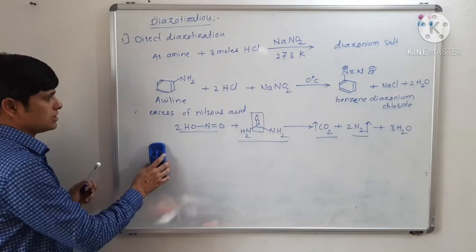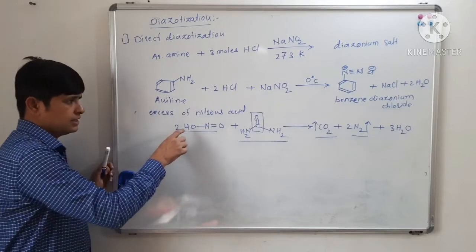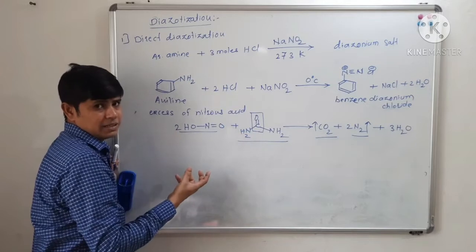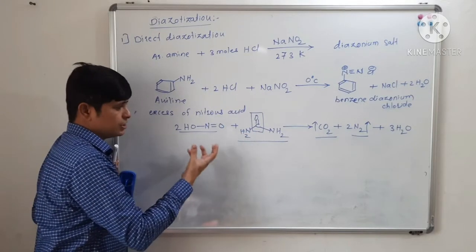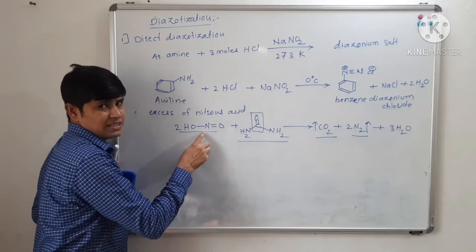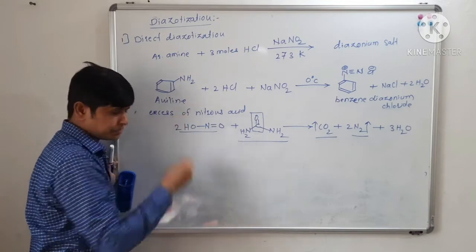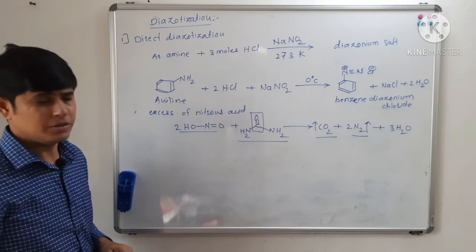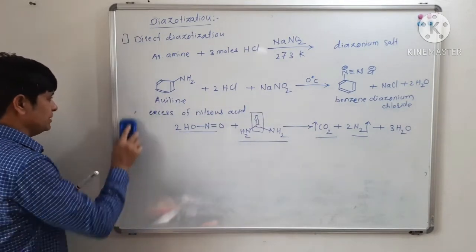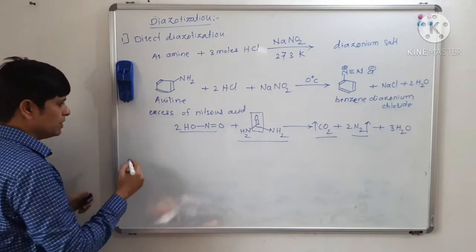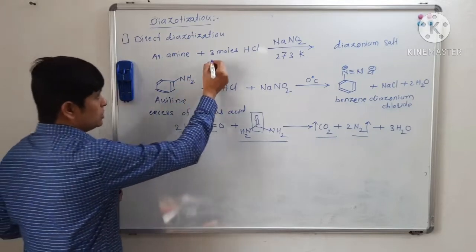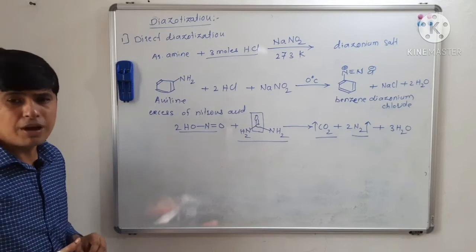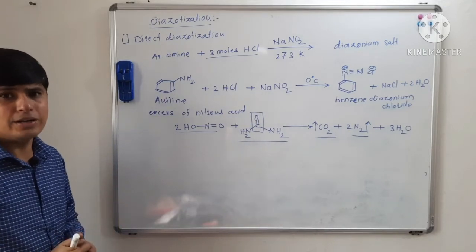Okay, suppose in this method there is excess of nitrous acid. In this direct method, excess of nitrous acid is destroyed or degraded by adding what? Urea. Okay, now what will happen if we have not used 3 moles of hydrochloric acid?